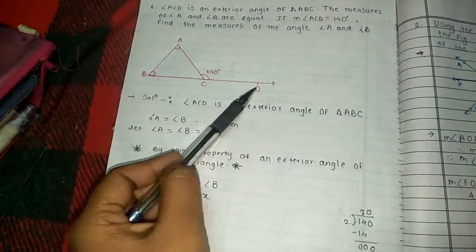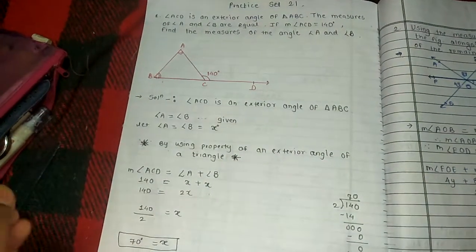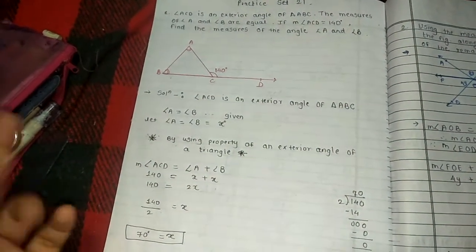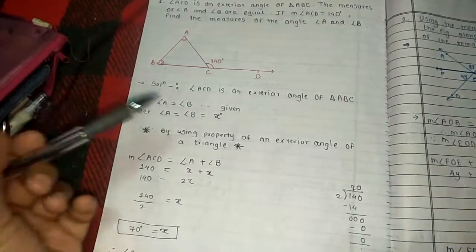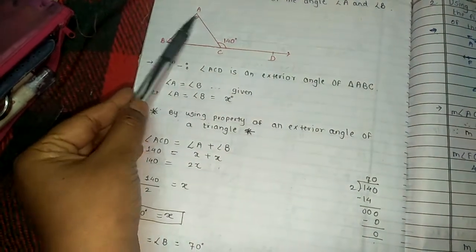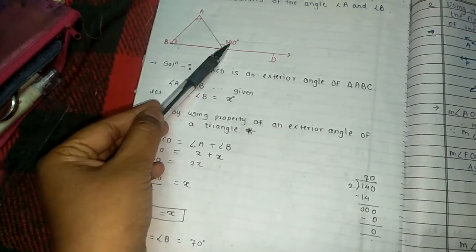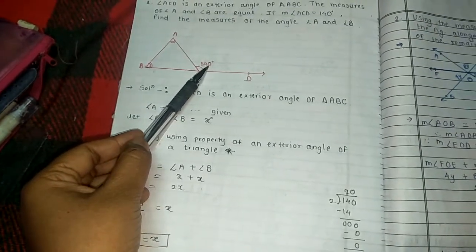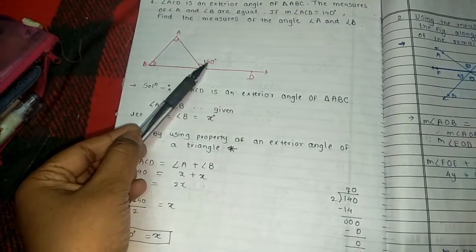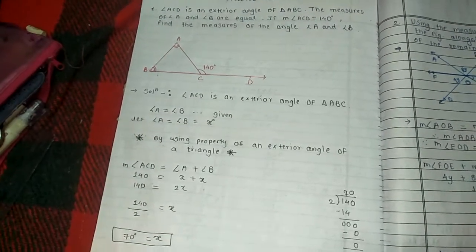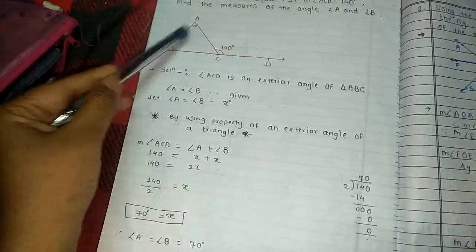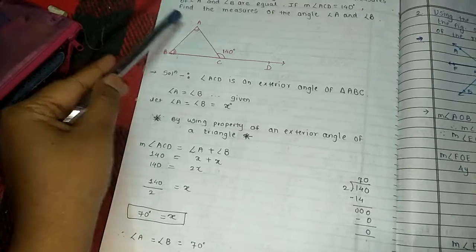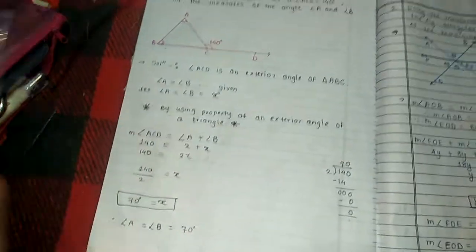So here we will start the example. If we are going to use any property or formula, we first have to mention it and then use that property. Here, if you observe, we have to find angle A and angle B, and this angle is given, and it is the exterior angle. So we have to use the exterior angle property. The measure of an exterior angle is equal to the sum of its remote interior angles, which means angle ACD is equal to angle A plus angle B. That property only we are going to use here.